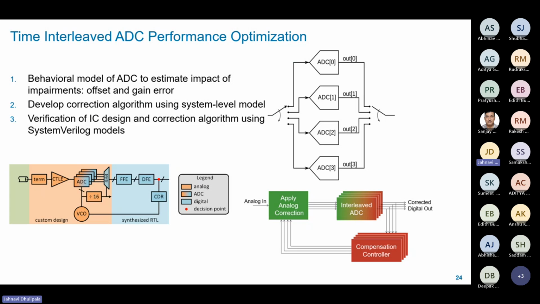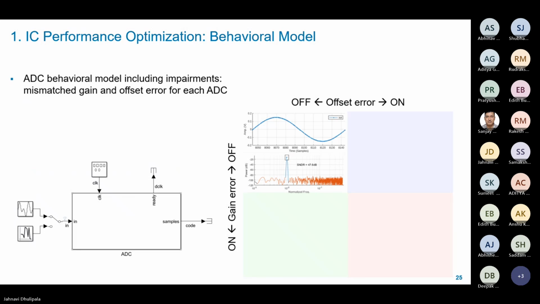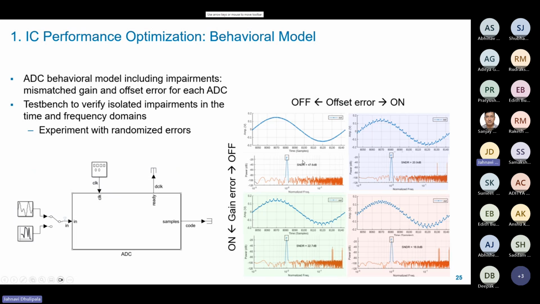So that is the three-step method we are going to focus on. First, behavioral modeling. Second, developing the correction algorithm. And third, generating the SystemVerilog models and using them for verification of your ICs. So for the first method, we'll start by modeling the ADC behavior, accounting for impairments like gain and offset errors, and we will take identical gains and errors across the four ADCs. With the sinusoidal input, we get a clean output, but spectral analysis shows a peak and the noise floor due to quantization errors in our 8-bit ADCs.